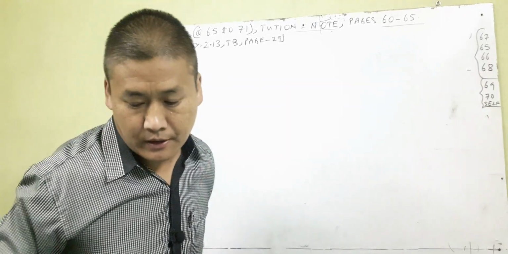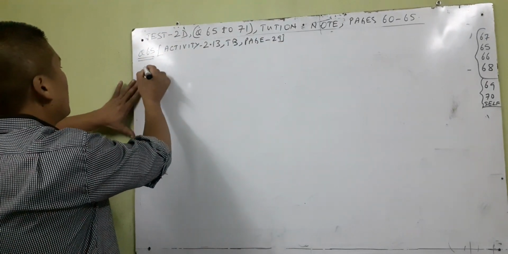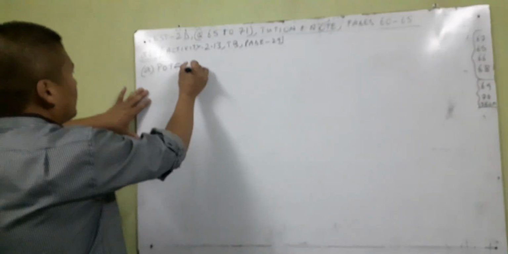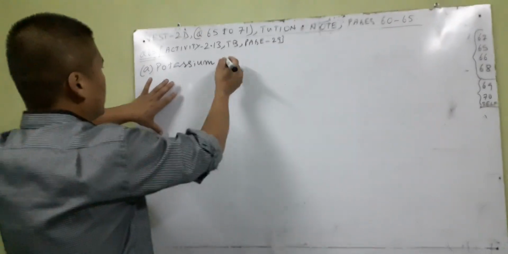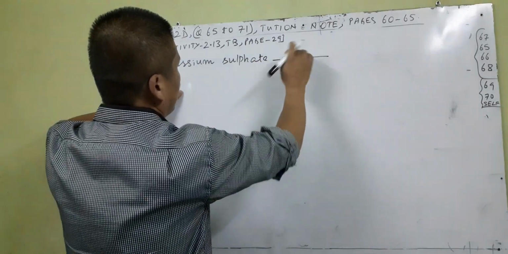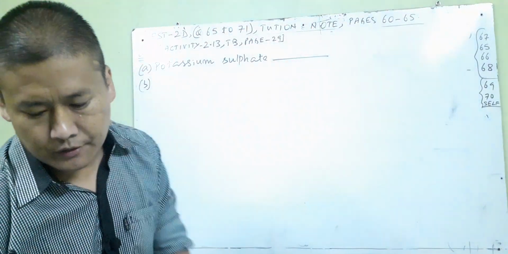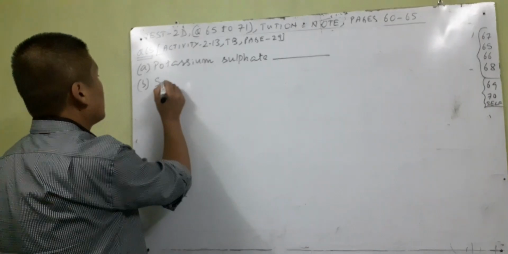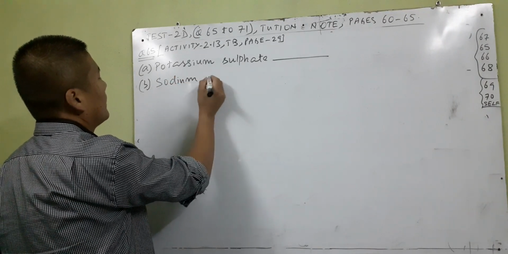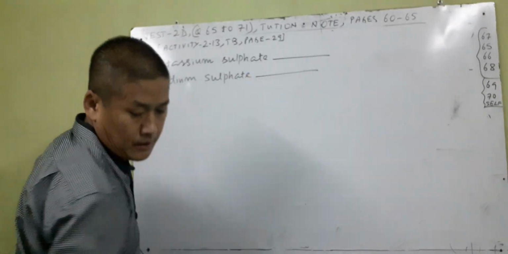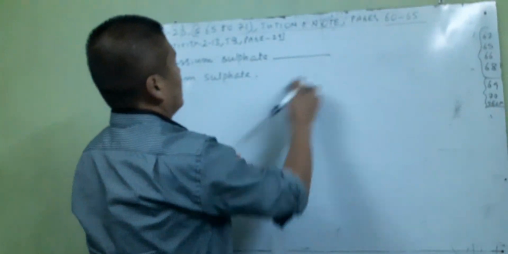They are potassium sulfate. So let us make it ourselves. We're just writing it here, potassium sulfate. So the textbook activity is saying you write the chemical formula of these compounds. So put a blank and write with your pencil, okay? Then B, as you read the text, says sodium sulfate, and next is calcium sulfate.